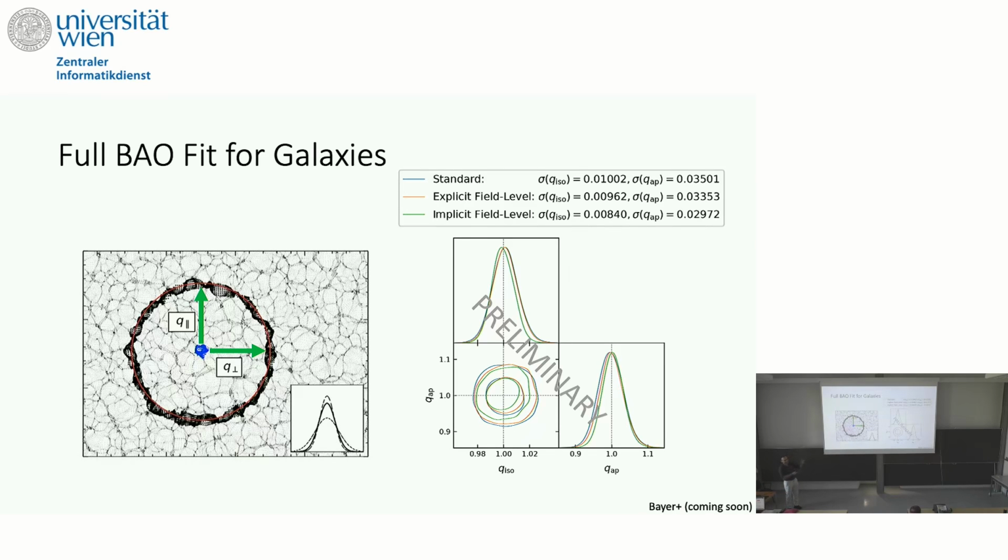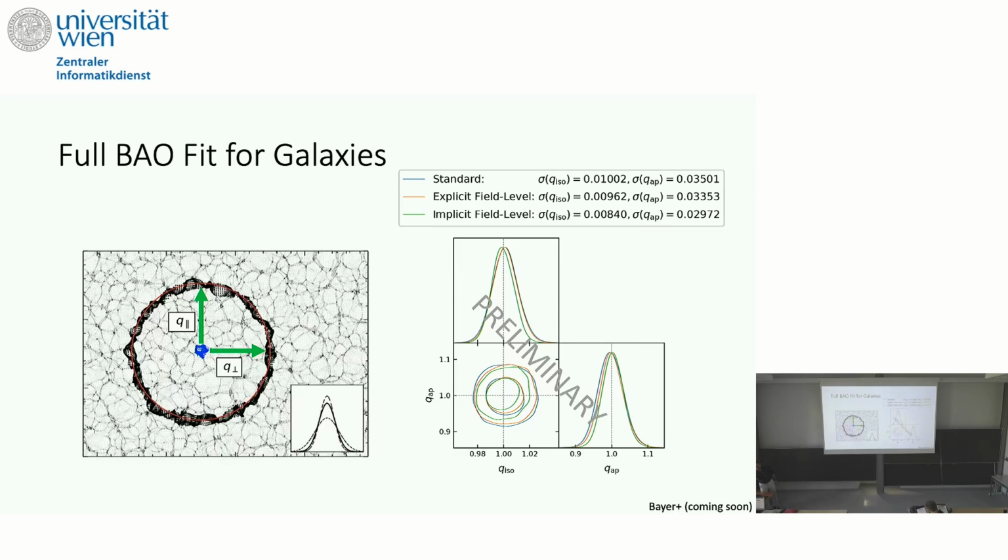So you have this parallel and perpendicular direction of the BAO scale, which can also be summarized as QAP and QISO. And so some preliminary results we have on LRG, DESI LRG-like galaxies. For standard reconstruction, you have this 0.01 constraint on QISO, for example. Then with explicit field level inference, so writing down the likelihood, you have a 4% improvement on that. And then with the CNN, implicit field level inference, you get a 16% improvement. So this is very exciting, and we're working towards applying this to real data.